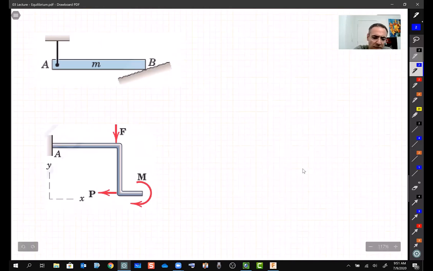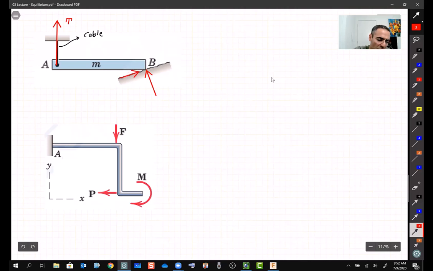So this one over here, we have a cable, and then we have a beam which has a mass m, and a surface which looks like it's not smooth. But it is ground. A cable always applies a tension. Let's call it T. And a rough surface, we learned, applies two loads. Again, you can call them N and F.